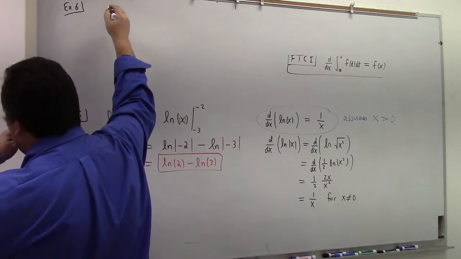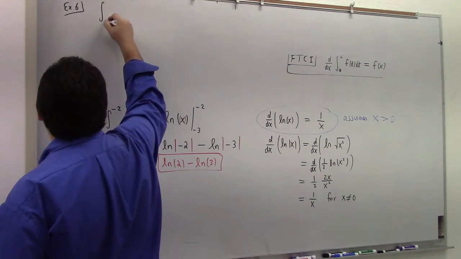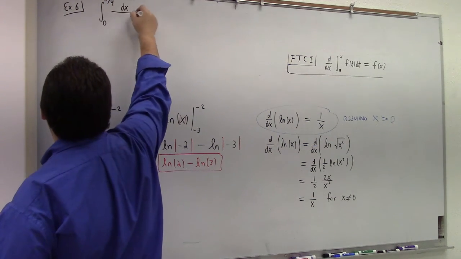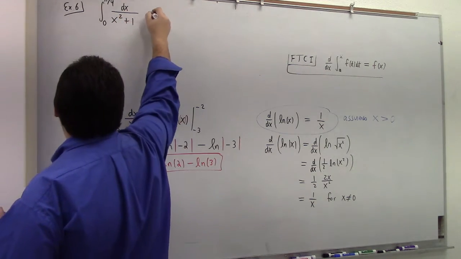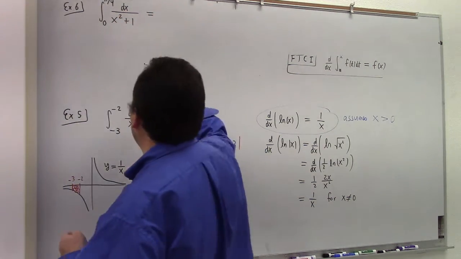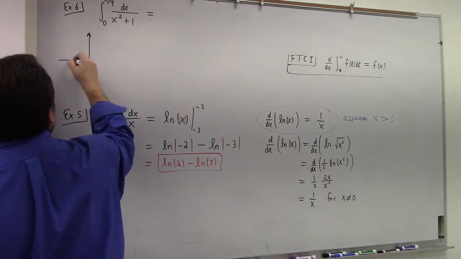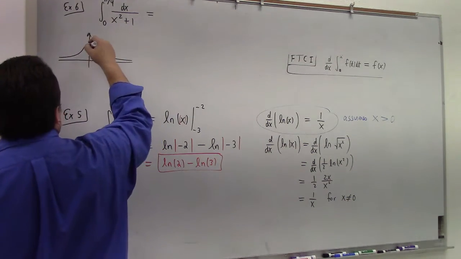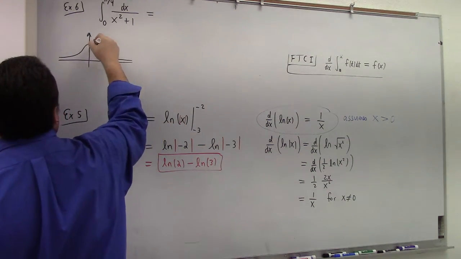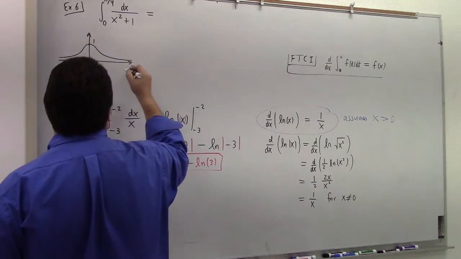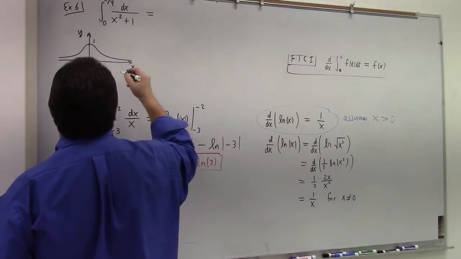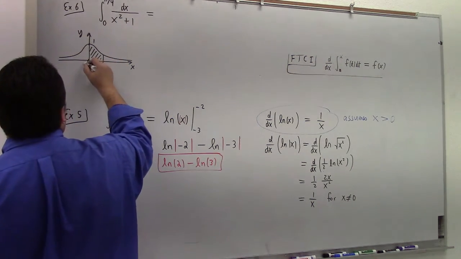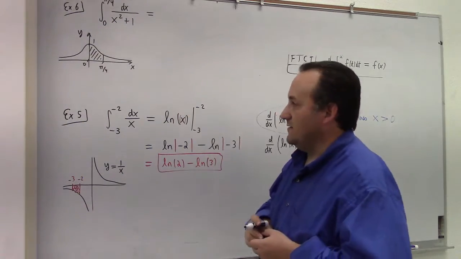Example 6. So let's integrate from 0 to pi over 4 of dx over x squared plus 1. So to draw you a picture of the graph here, this curve maxes out at 1, and it's got inflection points like here and here for what it's worth. It's kind of a neat function. So we're calculating the area right in here, right? So of course we expect this to be positive.